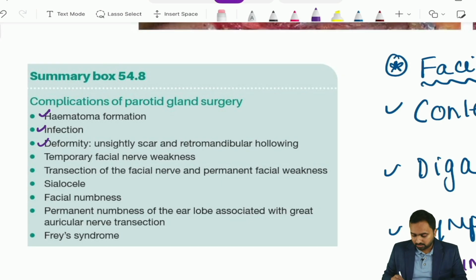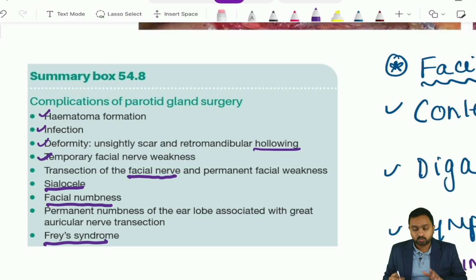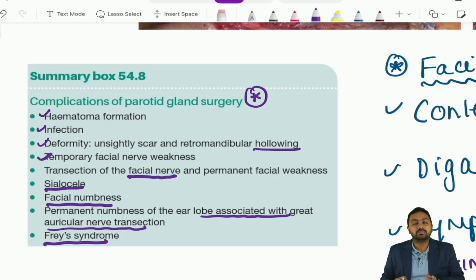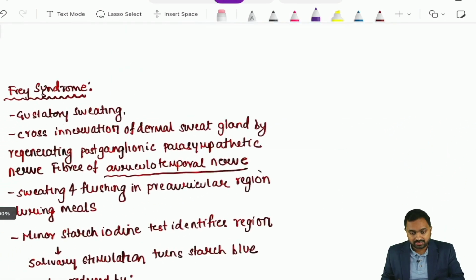which is an unsightly scar and a retromandibular hollowing, temporary facial nerve weakness, or there could be a transection of your facial nerve and permanent facial weakness, facial numbness, Frey syndrome, and permanent numbness of the earlobe associated with greater auricular nerve transection. So these are a few of the important complications of parotid gland surgery that you need to remember. Now we shall end this discussion with a small discussion on Frey syndrome.